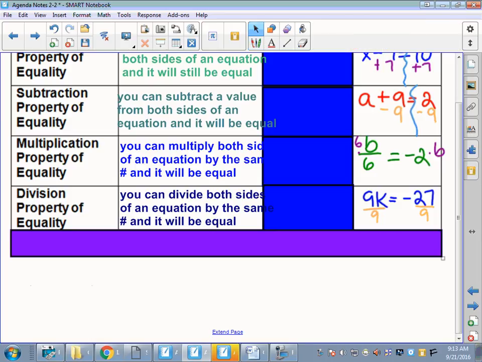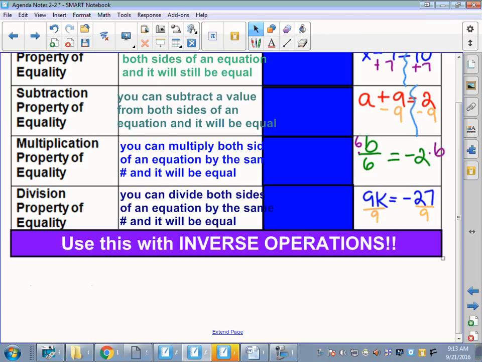Now here's the one thing that I didn't mention. We're using this with inverse operations. So that last example that I just did, 9k equals -27, if I want to isolate the k, that means the 9 and the k are getting multiplied. So that's why I want to do the inverse operation. The opposite of multiplying is dividing both sides. Same with the b over 6 equals -2. b over 6, over means division. So the inverse operation, or to undo multiplying or dividing, you multiply both sides by whatever that denominator number is.